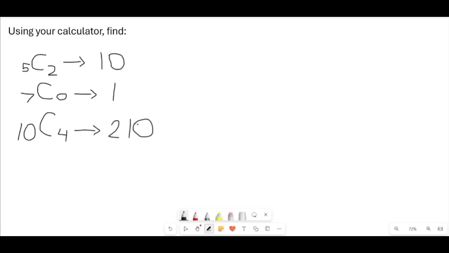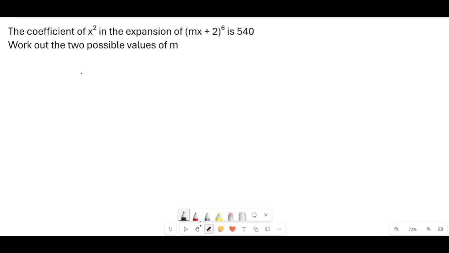So we've got a trickier question here that says the coefficient of x squared in the expansion of (mx + 2) to the power of 6 is 540. Work out the two possible values of m. So what I would be doing here is thinking what numbers do I have to use for the choose button on my calculator, and it is pretty easy. You just have to take this number, that's your first number, and whatever coefficient it's asking you for, whatever the power is, that's your second number. So 6 choose 2, which is 15.